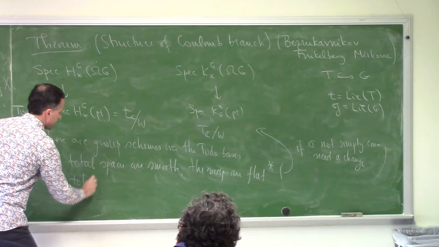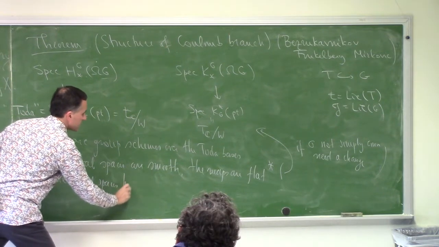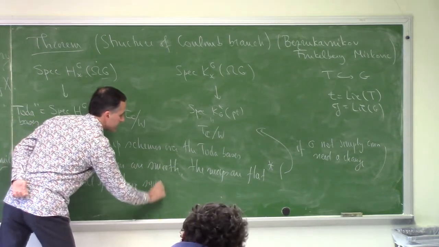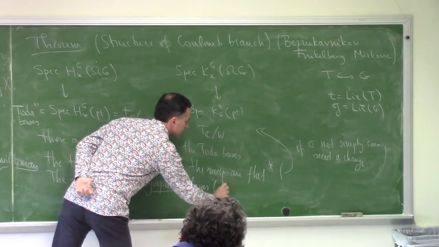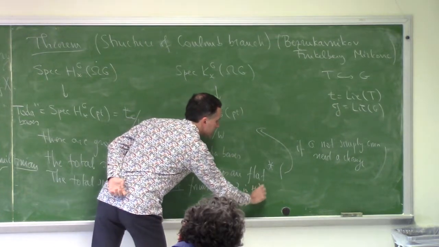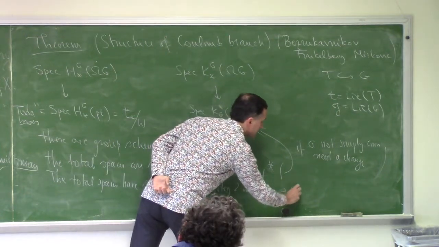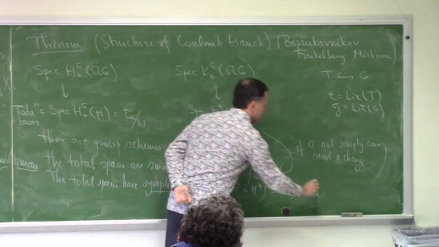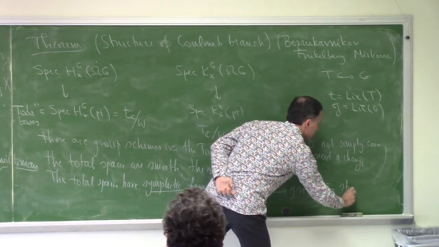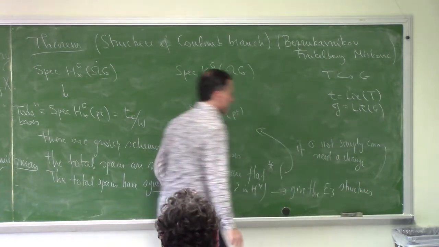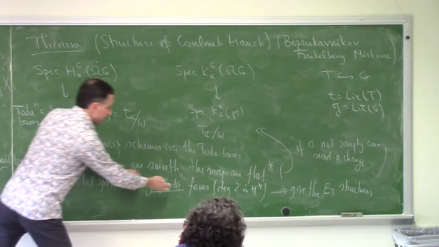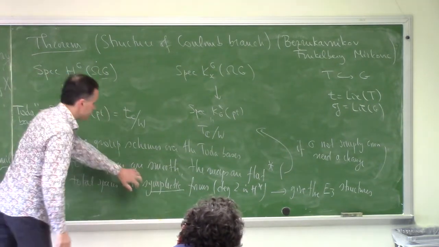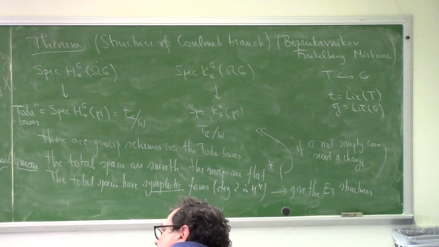The total space has symplectic forms, degree 2 in cohomology. And these are the forms which give the E3 structures, Poisson forms of degree -2. It's not obvious they'll come from symplectic forms. It's a calculation that they're really symplectic, not just Poisson.